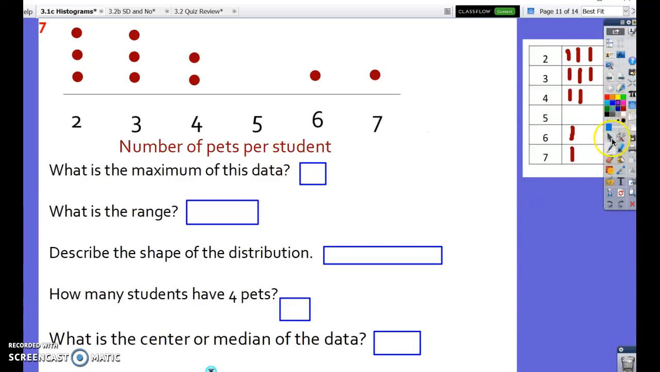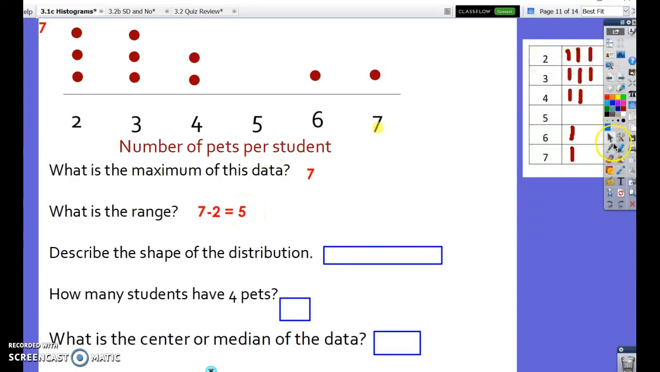This might be a good time to pause the video and try to answer these questions for yourself. So this is the same graph we just made about the number of pets per student. We want to ask ourselves, what is the maximum of this data? The highest number is 7, so that is our maximum. 7 is the highest number of pets. What's the range? Well, that's 7 minus 2, our maximum minus our minimum, which gives us a range of 5.